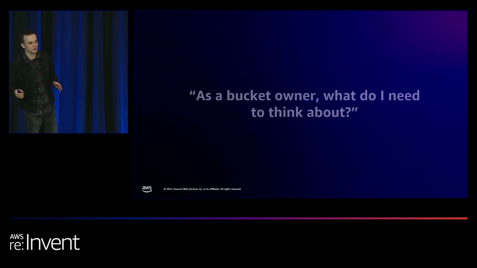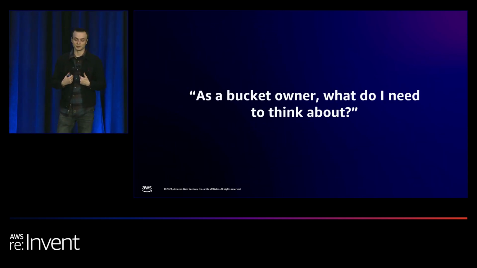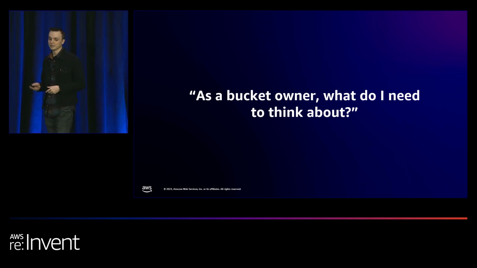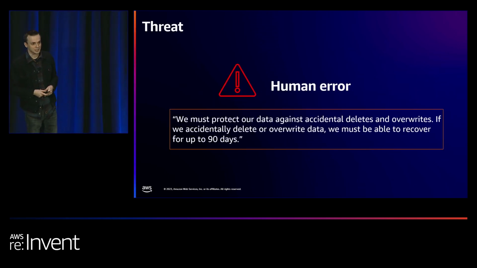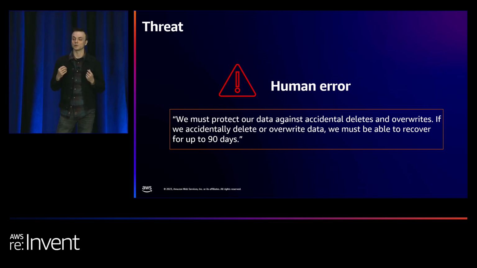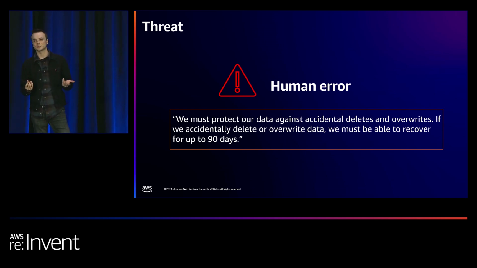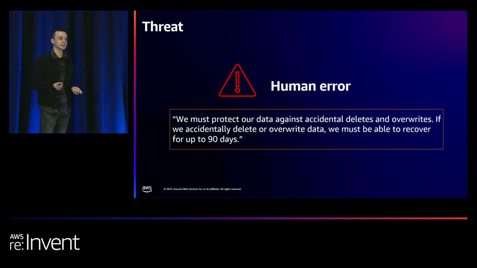Now, at this point, you might be thinking, OK, well, as a bucket owner, what do I need to think about? And the answer to that is human error. Let's face it, all of us make mistakes. What's important is that we have a way to recover from these mistakes once they inevitably happen. And broadly speaking, there's 2 ways for you to accidentally lose data. You can either accidentally delete it, or you can accidentally overwrite it.